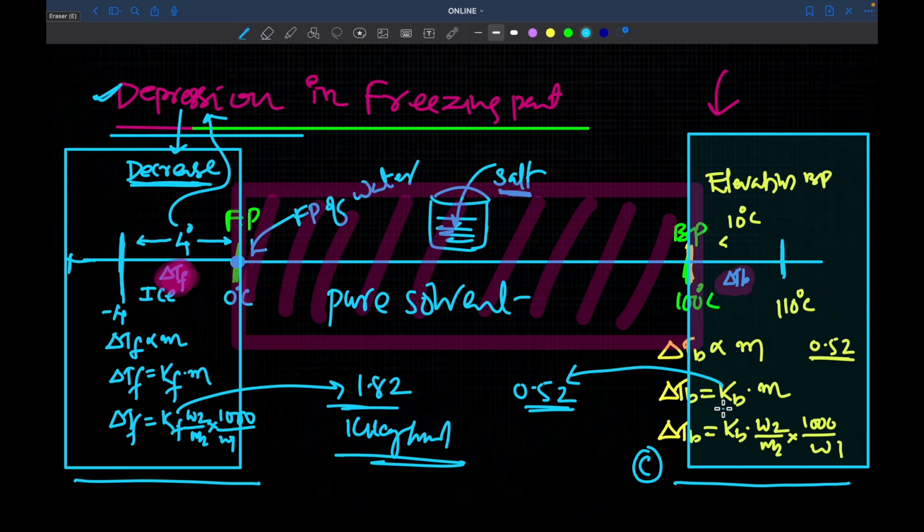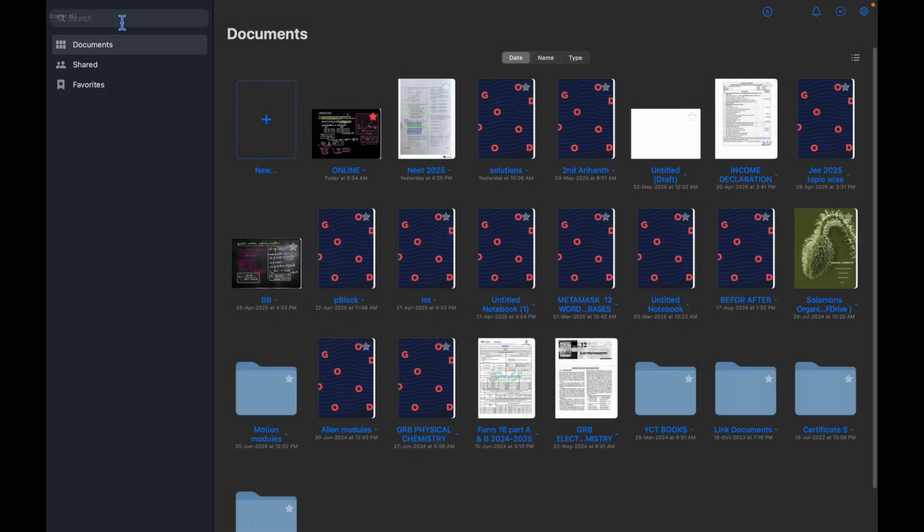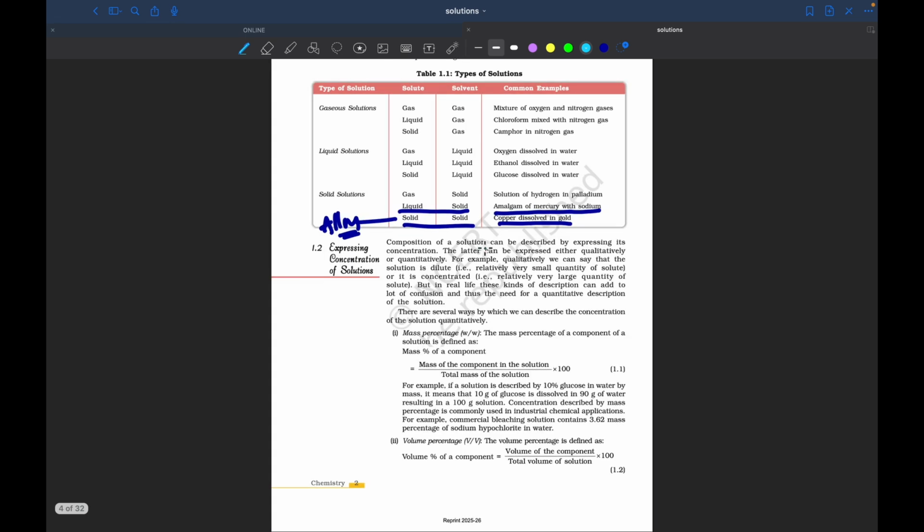This KF is also known as cryoscopic constant. This is known as ebullioscopic constant. Okay, there will also be a graph related to this, and we have to take note of that graph.